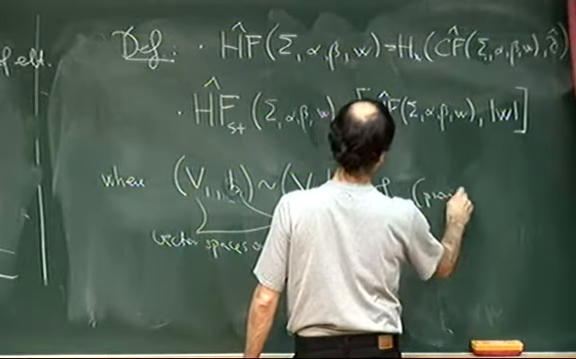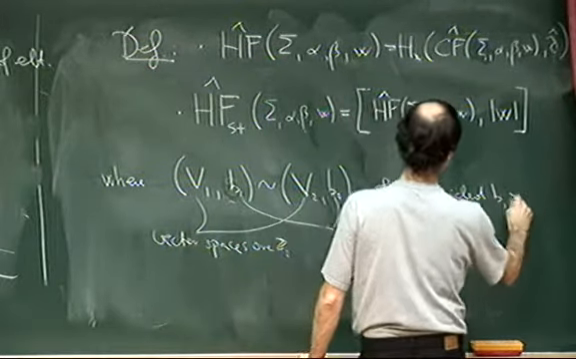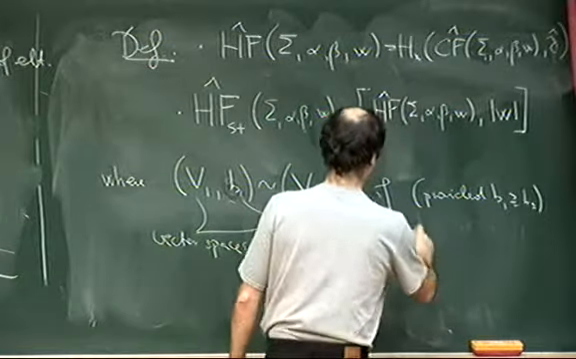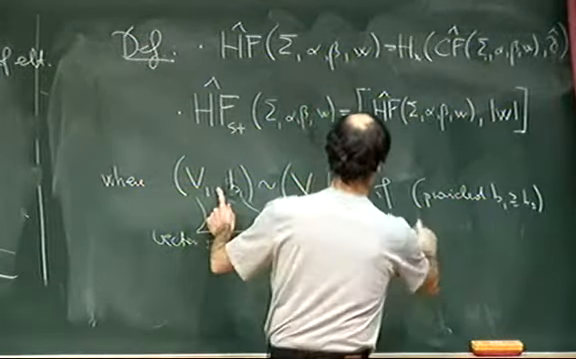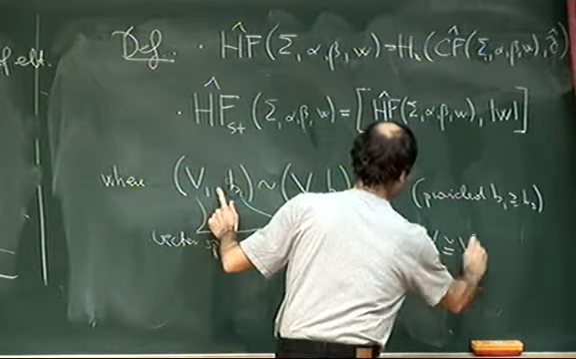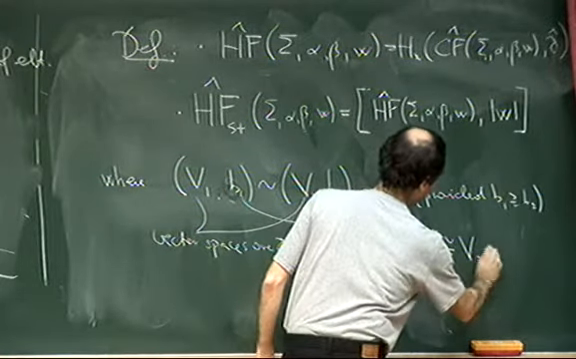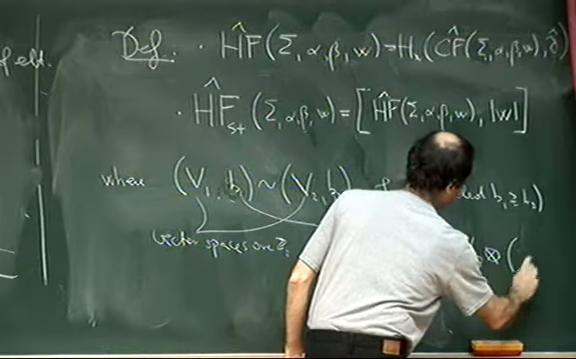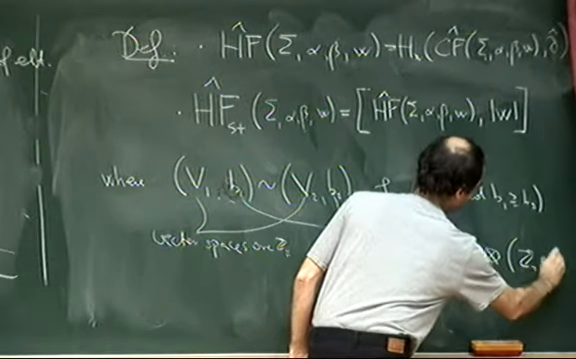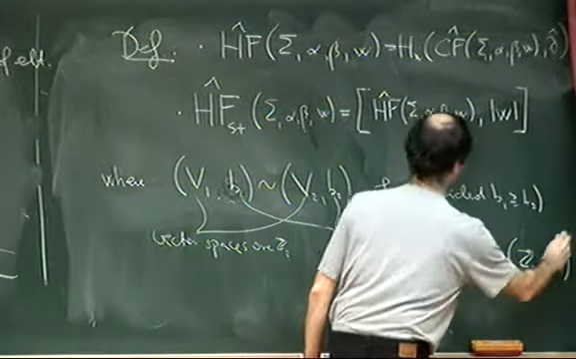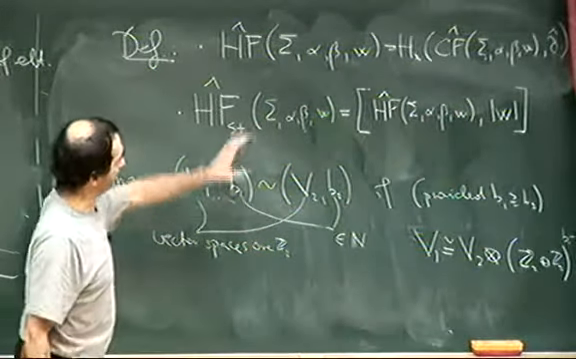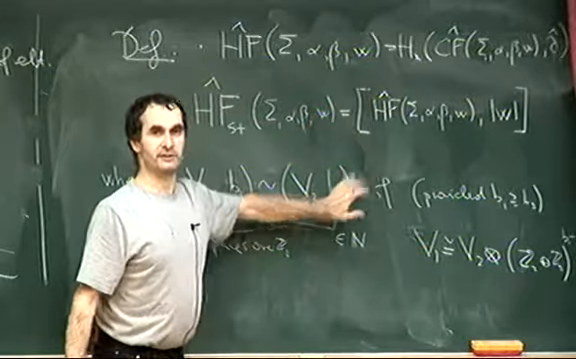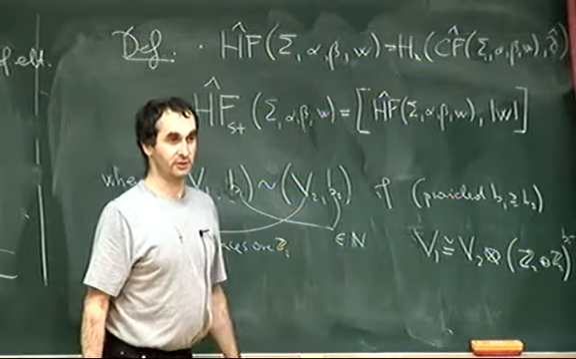Provided B1 is bigger than or equal to B2, we have that V1 is isomorphic to V2 tensor (Z2 plus Z2) to the power B1 minus B2. And such a bracket indicates one equivalence class of that equivalence relation.